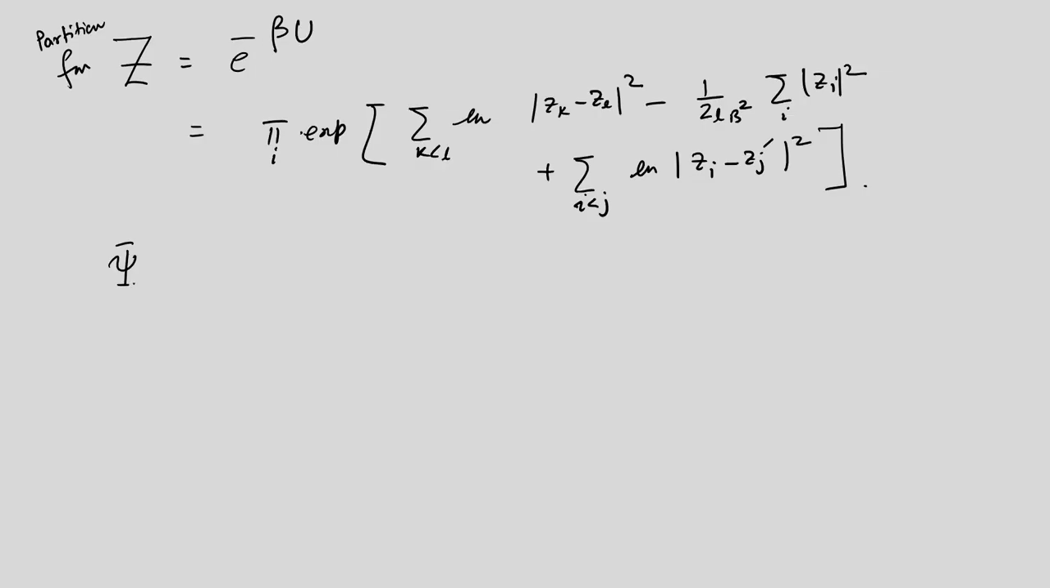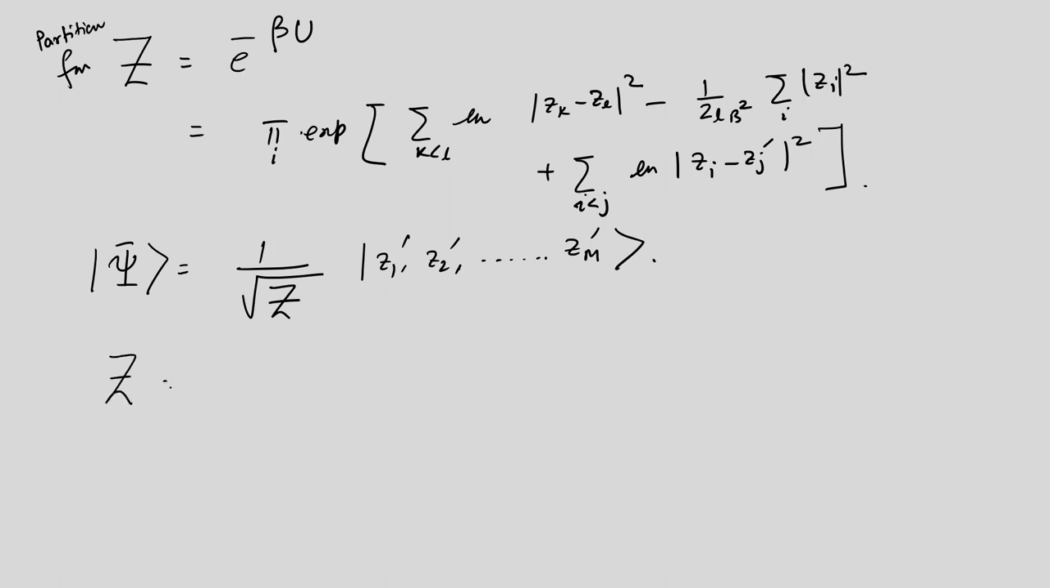And so we are just trying to normalize the excited state that we get by including maybe m quasiparticles in the system, in addition to the n particles that are there. So we can write down the state as 1 over root Z, and then we have the state with z1 prime, z2 prime, and so on, up to zm prime. So this Z becomes equal to the inner product of the state with z1 prime, z2 prime, zm prime with itself.